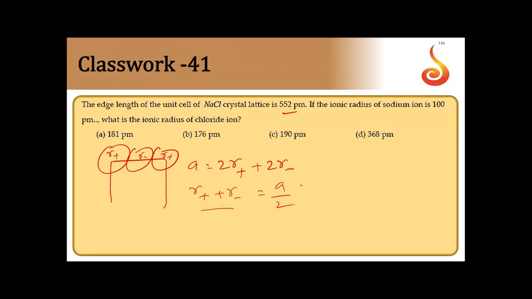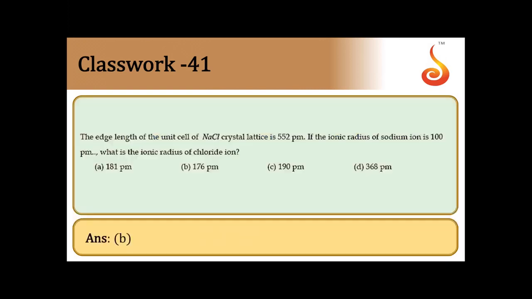The edge length is given as 552, so 552 by 2 is 276. This value is 276. They have given the radius of the sodium ion, the cation. Therefore, what is the radius of the anion? R minus is equal to 276 minus 100, which comes to 176. The answer is 176, option B. So in the case of NaCl, the edge length will be equal to the sum of the diameters of the ions, we can say. So the answer is 176.